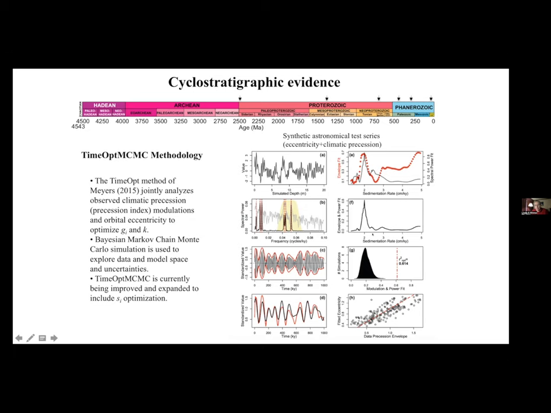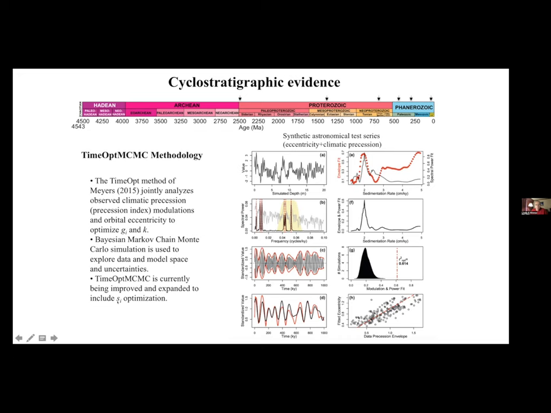And for each one that you test, you can estimate a fit of the envelope and the spectral power fit between these two. There are some other tests here that I can't go into at the moment, but there are ways, using Markov chain Monte Carlo simulation, to explore the data in the model space to try to set up estimated uncertainties for this fit. So TimeOpt MCMC right now only uses g's and k's, and there's an effort ongoing to improve the technique and expand it to include s optimization.